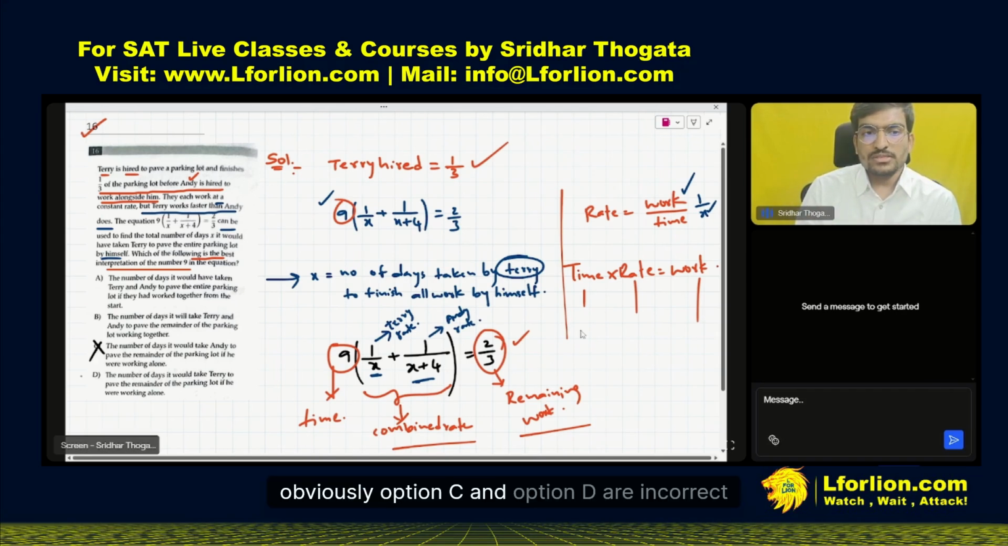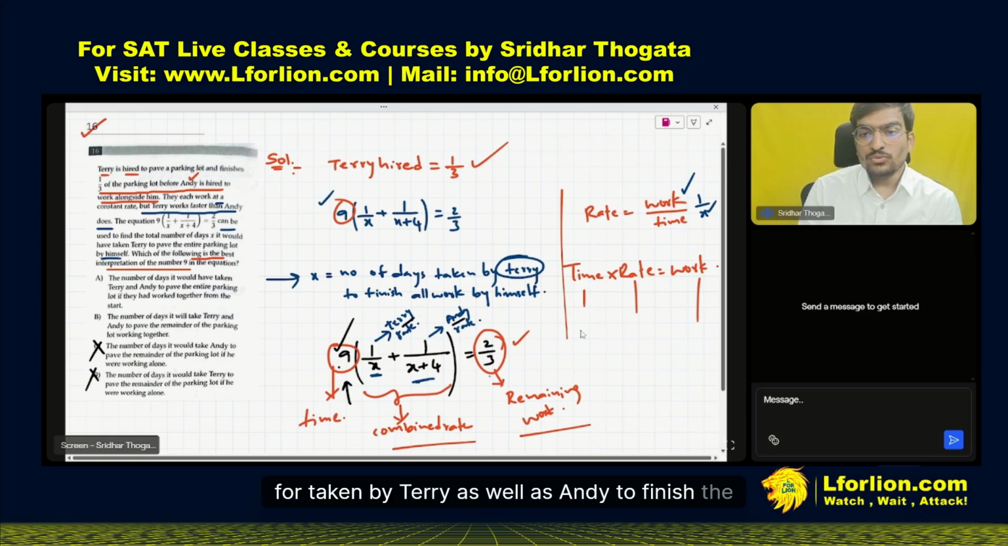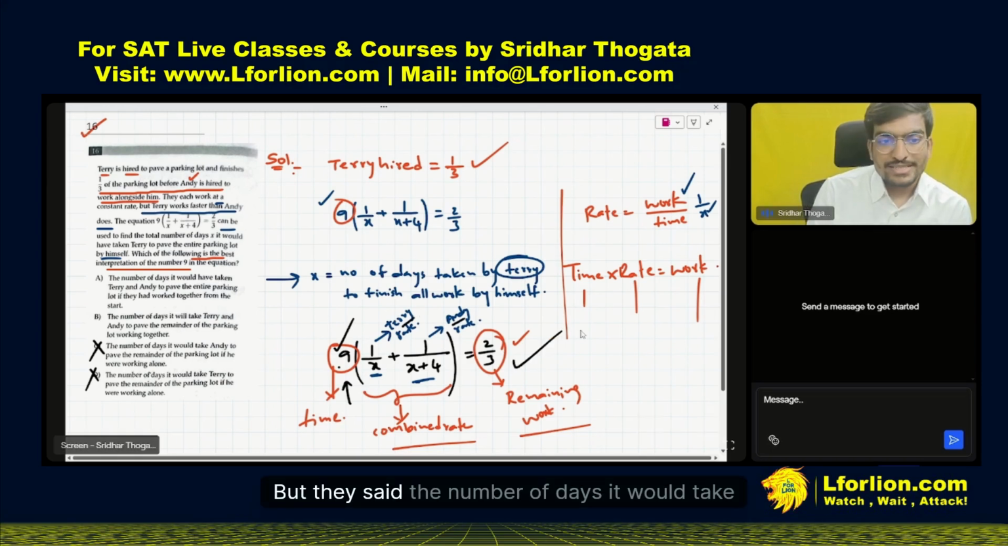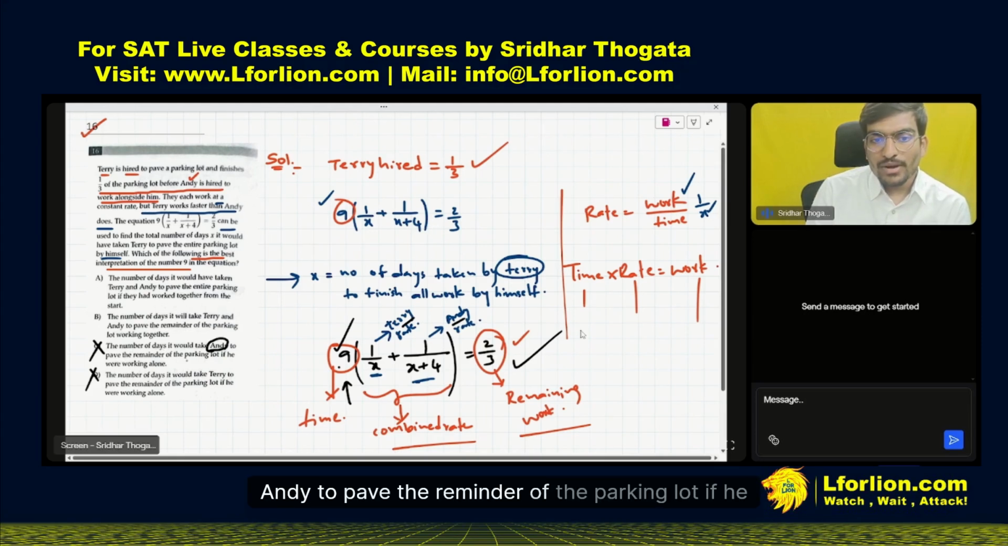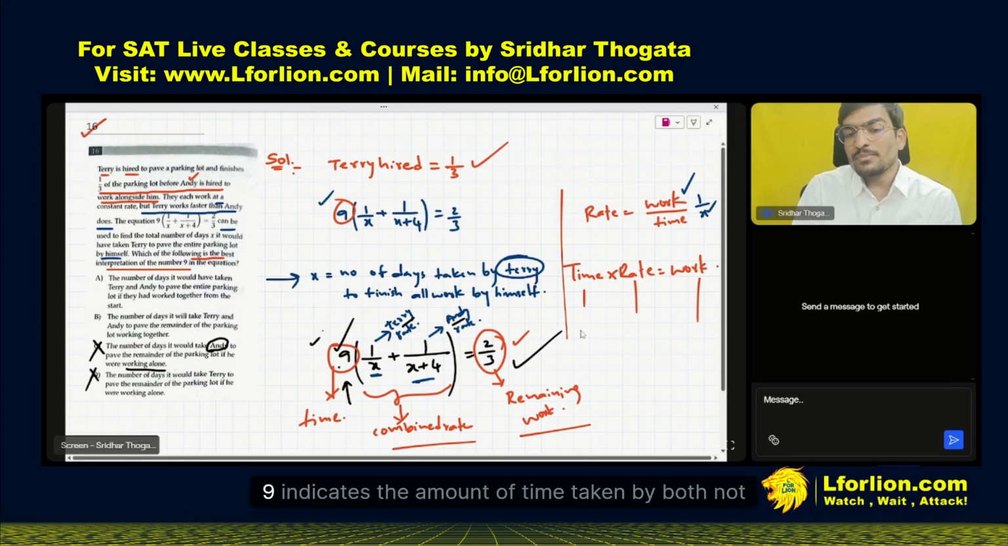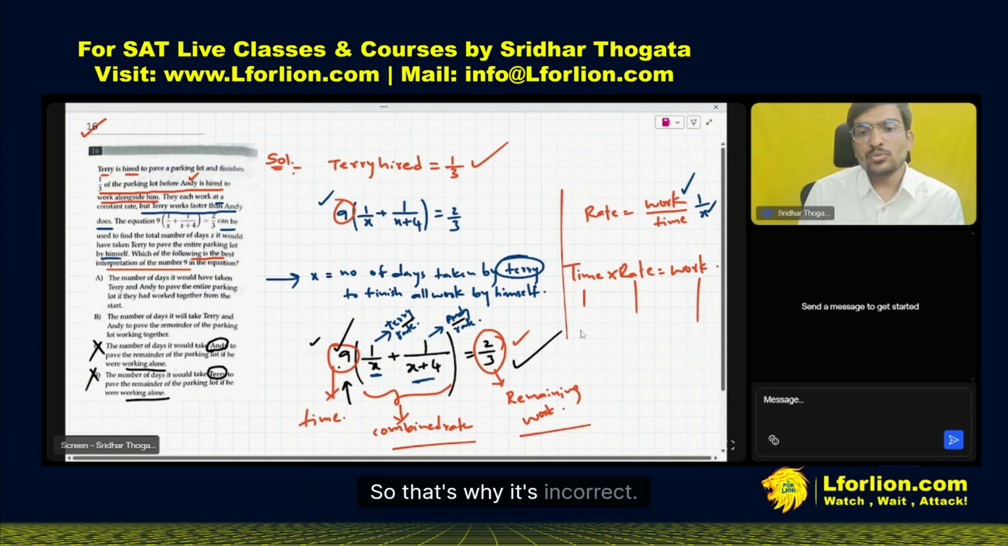Obviously, option C and option D are incorrect because you can see 9 represents the amount of time taken by Terry as well as Andy to finish the remaining work. But they said the number of days it would take Andy to pave the remainder of the parking lot if he is working alone. No, this number 9 indicates the amount of time taken by both, not alone. Here also they said only Terry alone. So that's why it's incorrect.